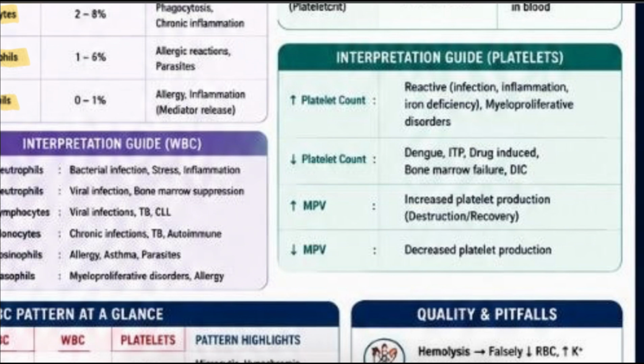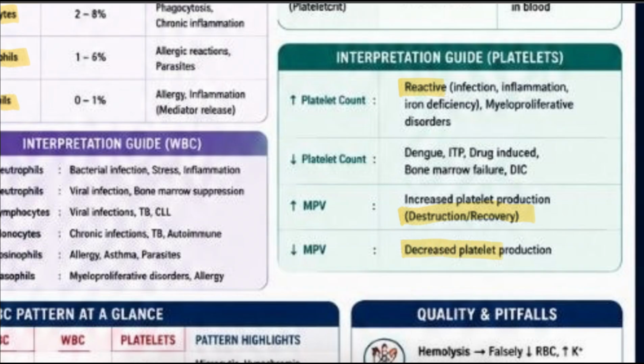Okay, next, how to interpret these platelets. If the platelet count is increased, the patient may have reactive conditions like infection, inflammation or iron deficiency, or myeloproliferative disorders. Reduced platelet count means the patient has dengue, idiopathic thrombocytopenic purpura, drug induced causes, bone marrow failure or disseminated intravascular coagulopathy. Increased MPV means increased platelet production, destruction and recovery.